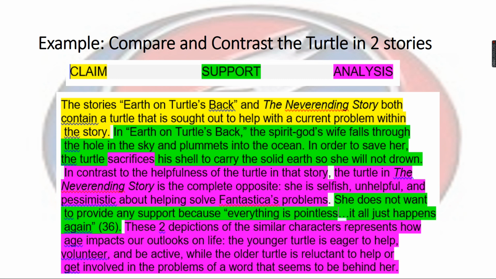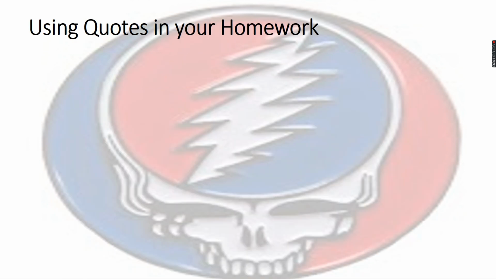Support is direct, objective quotes and summaries. Analysis is anywhere in which you are connecting ideas and you are interpreting it, okay, and you are explaining what things mean more deeply than what the text says. All right, so look through that.